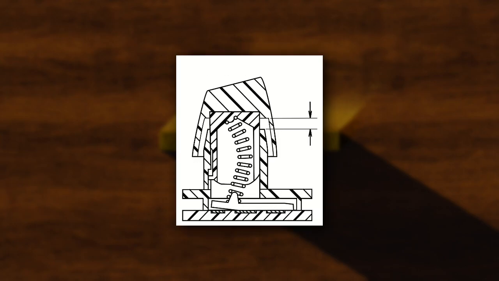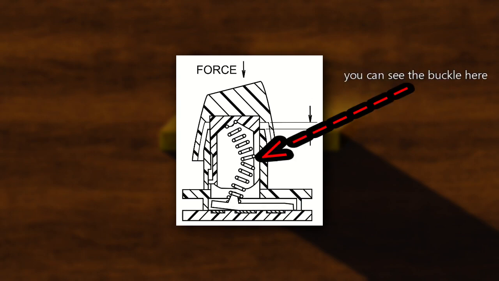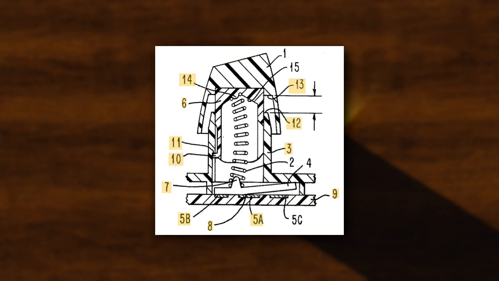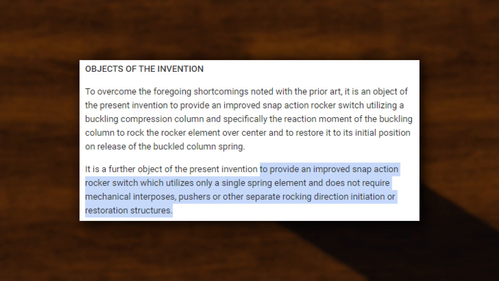In layperson terms, when a keycap is pressed down, the spring inside of this plastic barrel buckles under the weight of the key press. The spring is mounted to a rocker, which normally sits up inside of the board like this. When you push down, the spring buckles to the side, which then forces the rocker to hit the contacts below it. According to the patent, the idea behind this was to provide an improved snap-action rocker switch which utilizes only a single spring element and does not require mechanical interposers, pushers, or other separate rocking direction initiation or restoration structures.